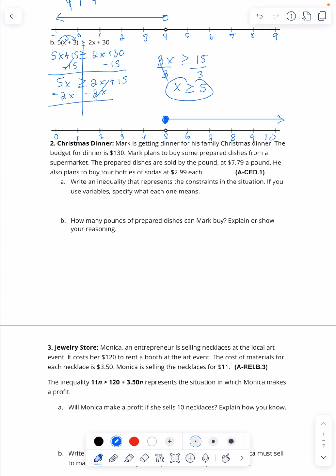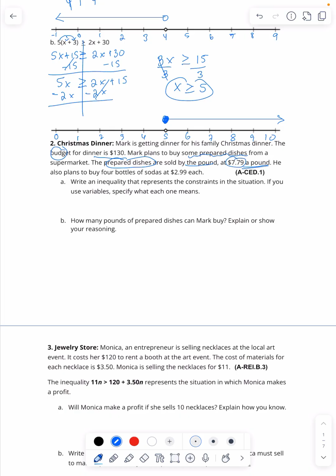Question number 2 now asks, it's about a Christmas dinner. It says, Mark is getting dinner for his family. Christmas dinner, the budget for dinner is $130. So there's a budget of $130. Mark plans to buy some prepared dishes from a supermarket, and they're telling us the prepared dishes are sold by the pound at $7.79 every single pound here.